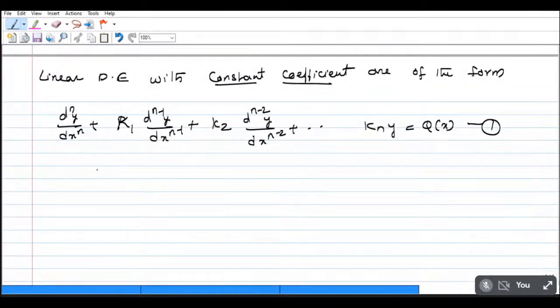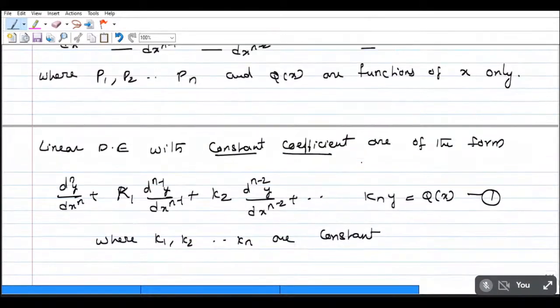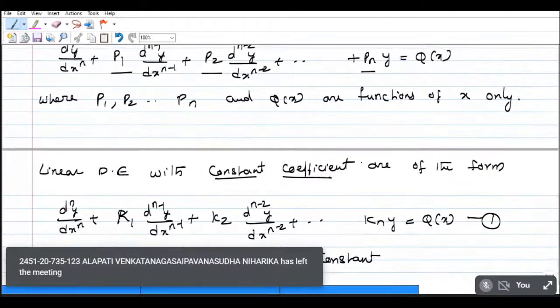Where k1, k2 and so on kn are just constants. If all these p1, p2 and so on pn are constants, then it is called a linear differential equation with constant coefficients. If p1, p2, pn are functions of x, then it is called a linear differential equation with variable coefficients.